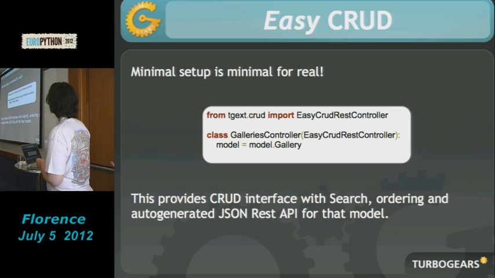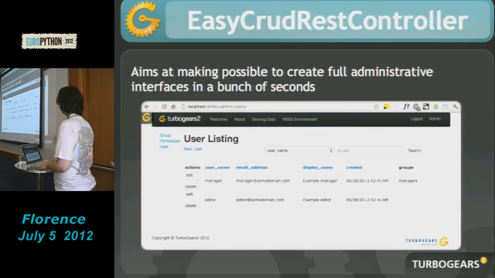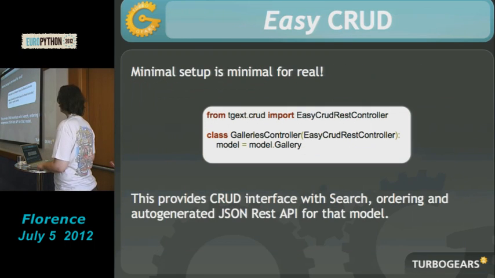You import the EasyCrudRestController, you create a controller for that type of model, in this case a gallery of photos, and you say, well, I want a galleries controller which handles the model.gallery model. And whenever you access the URL served by this controller, you get this interface. In this case, it's actually by users, but it will be the same.